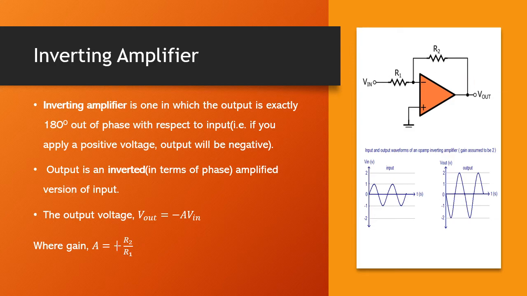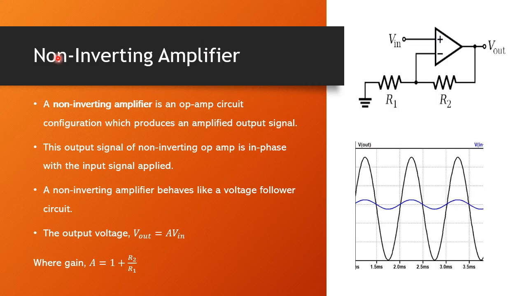Next we move on to the non-inverting amplifier. In a non-inverting amplifier the output is amplified but not inverted, that is, in phase. The output is in phase with the input voltage. Here V in is connected to the non-inverting terminal, plus. The inverting terminal is grounded through a resistor. The feedback resistor is also connected. The resistors are R2 and R1.